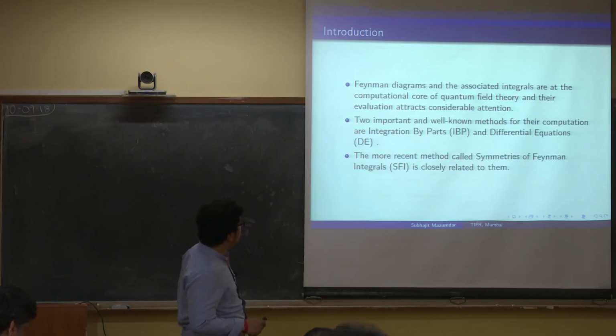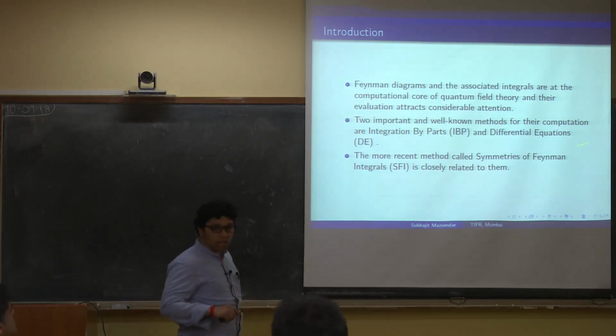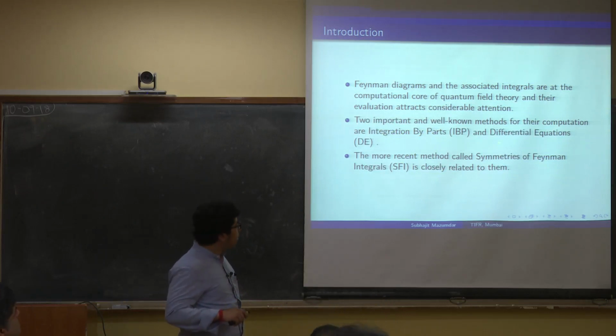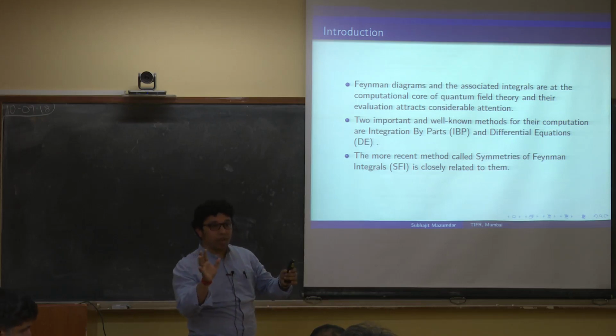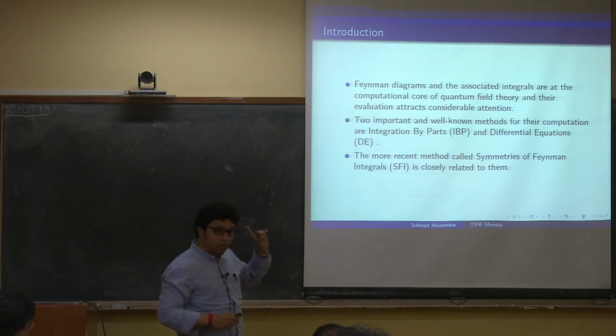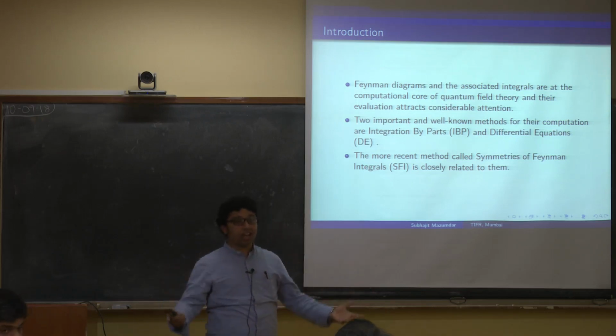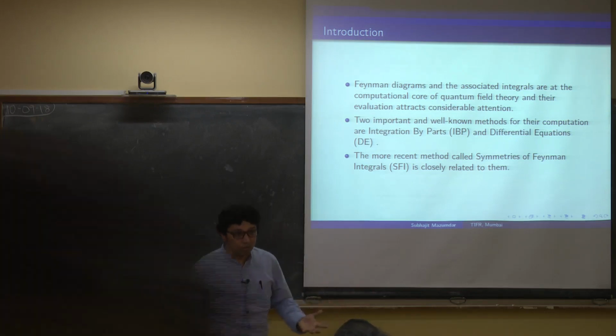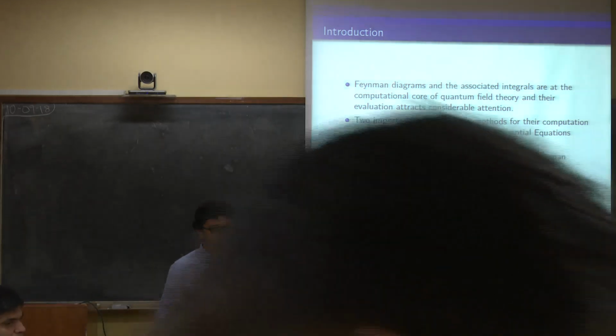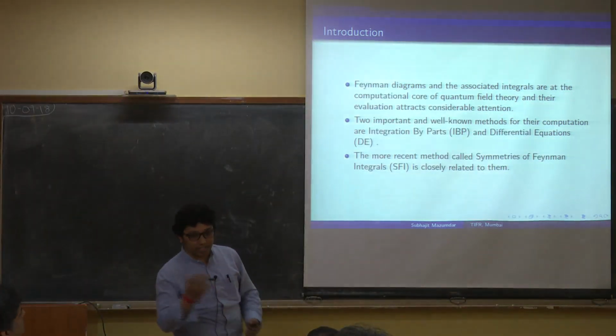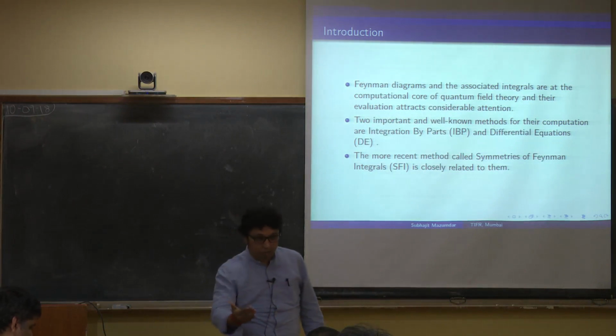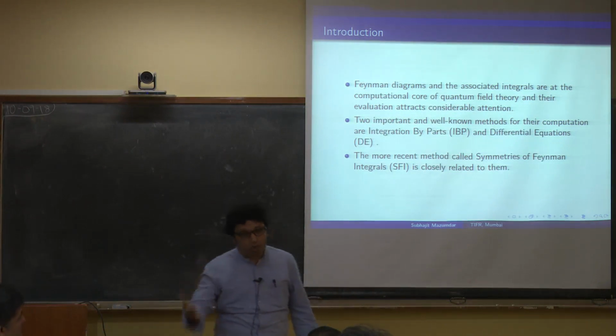These two methods, the integration by parts method, which is most similar to the method I will be talking about, and the differential equation method, set up recurrence relations between Feynman integrals. They integrate by parts, but what was absent in those methods is knowing for which diagram they will be completely useful. The symmetries of Feynman integrals, as it associates a group, will tell you for a certain diagram whether it will be good or not.